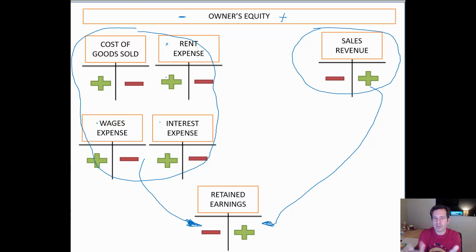And this is really confusing to people when they start out. You may just have to memorize it. But what's happening is the reason these all go up on the debit side is when we close them out to retained earnings, they're making retained earnings go down. And we see that process in chapter 5. So you may just have to take my word for it until we get to the next chapter. But all these expense accounts are going to go up on the debit side and increase on the debit side.